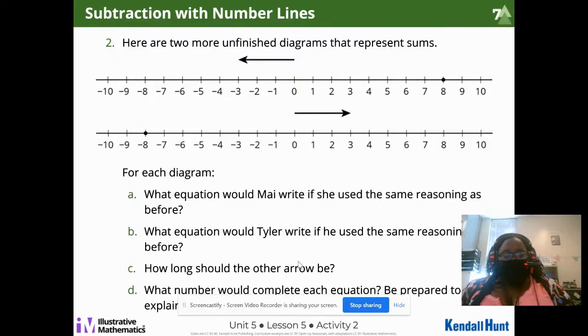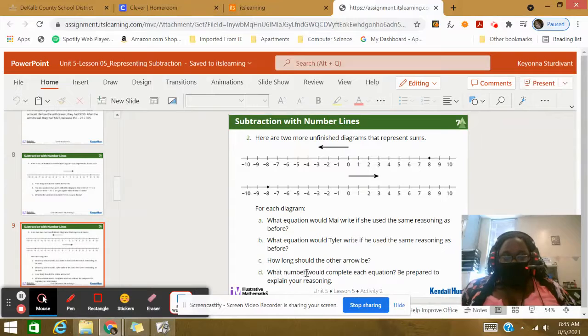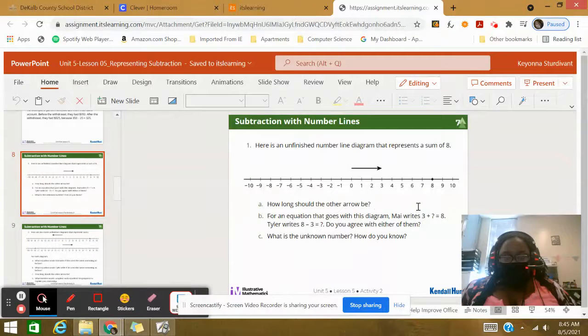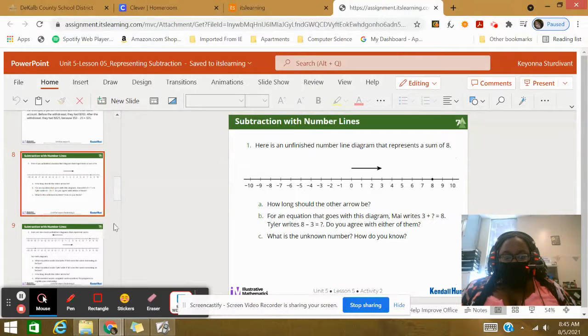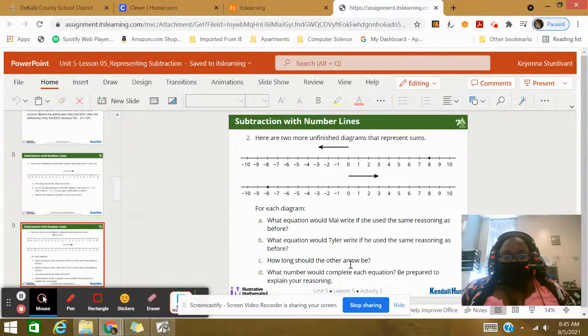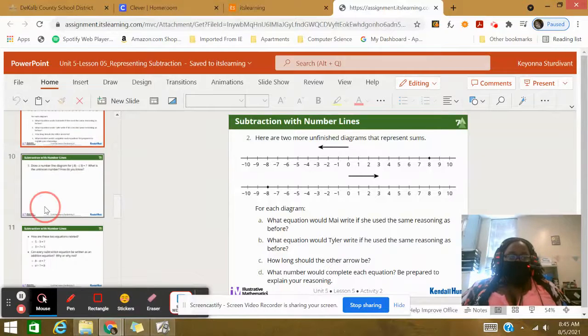And then the final question says, what number would complete each equation? So first, write the equation like Mia. So go back, let's look at Mia. Mia used addition. Then write the equation like Tyler. Tyler used subtraction. And then, again, figure out the distance for each of these number lines, which is B and C. And then D says what number would complete each equation. So then solve for each of the missing or the unknowns.